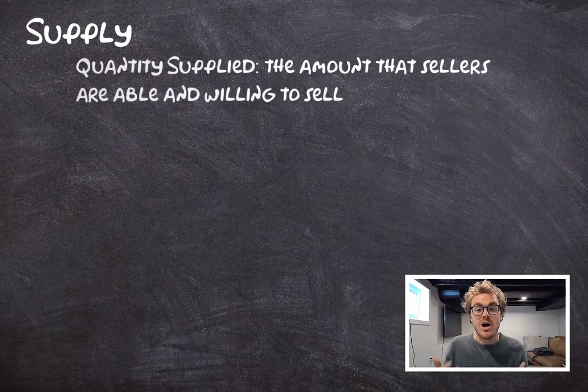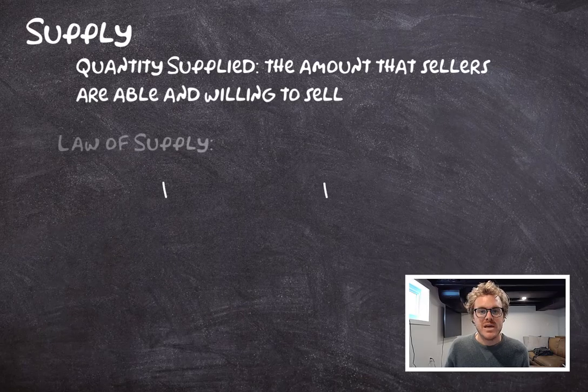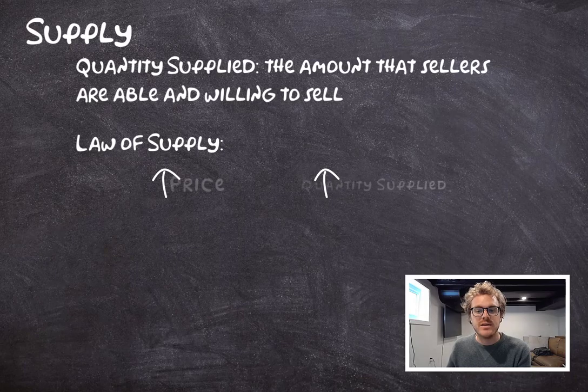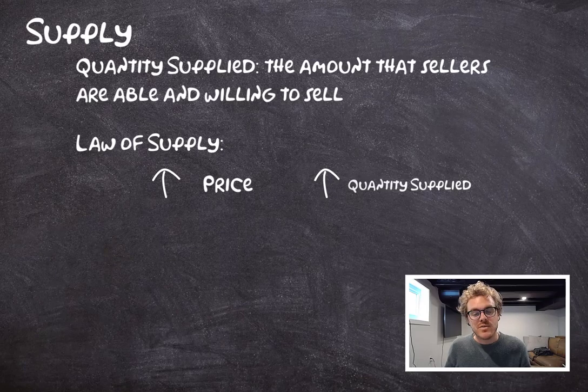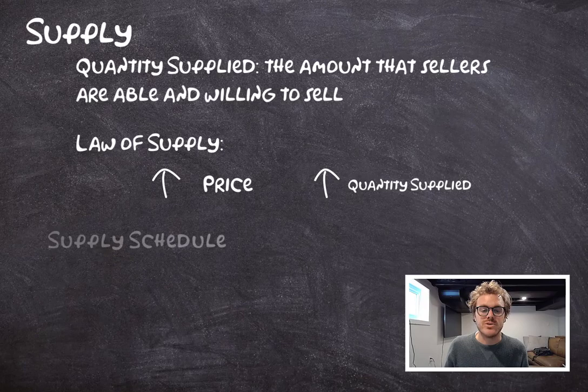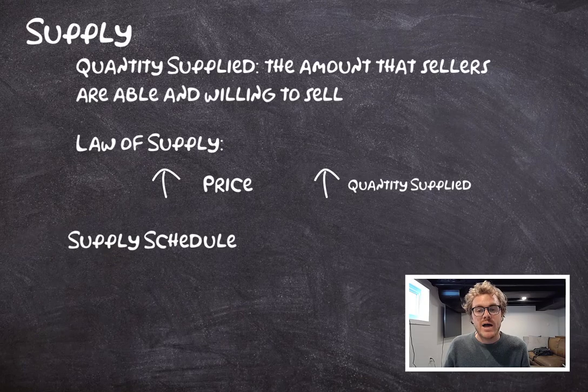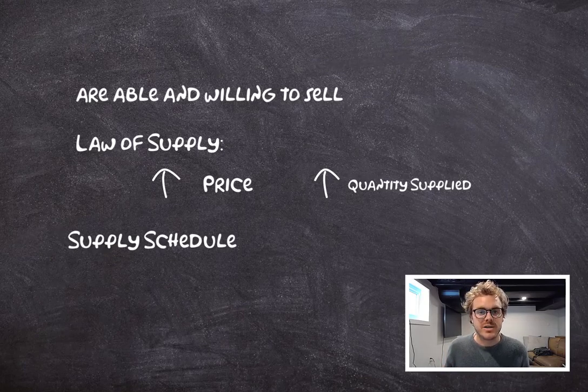And just like we had a law of demand, we have a law of supply. What the law of supply says is that the quantity supplied is going to be positively related to the price. So as the price increases, the quantity supplied is going to increase, and when the price decreases, the quantity supplied decreases. Just like we had a demand schedule to show the relationship between quantity demanded and price, we have a supply schedule that shows the relationship between quantity supplied and price. With that, we can draw a supply curve. Let's take a look.